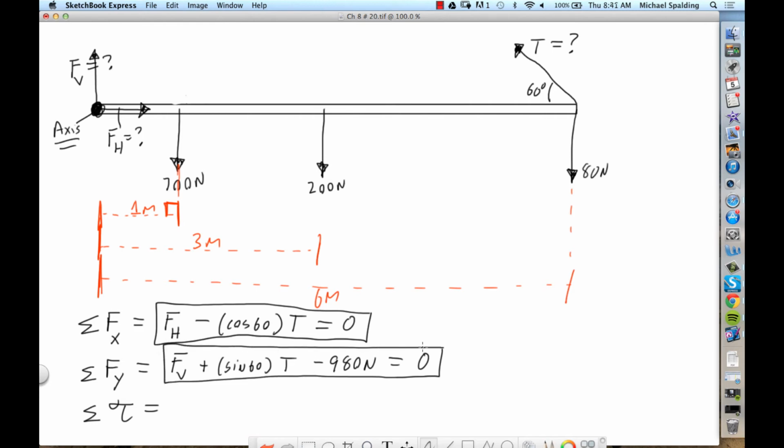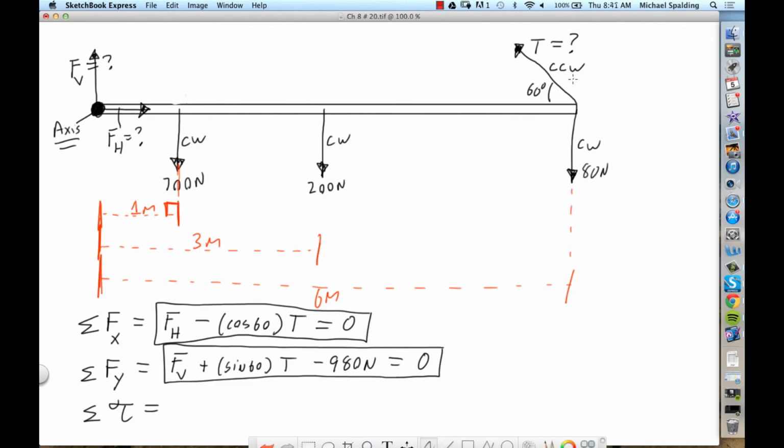Now, torque. So let's pick a direction as being positive. Should we say clockwise positive or counterclockwise positive? Well, first let's identify what's going on here. The axis is over here. When you're figuring out clockwise or counterclockwise, you have to have the axis. So what's tension doing? Is tension pulling the beam counterclockwise or clockwise? Counterclockwise. Tension is CCW, counterclockwise. And then these three forces, the 700, 200, and 80, these guys are clockwise.